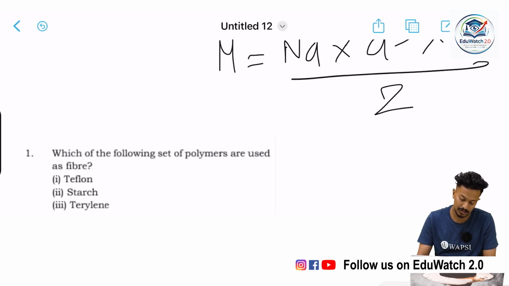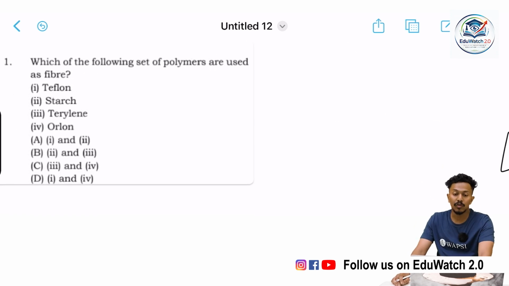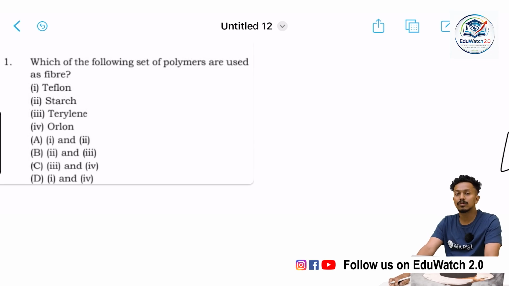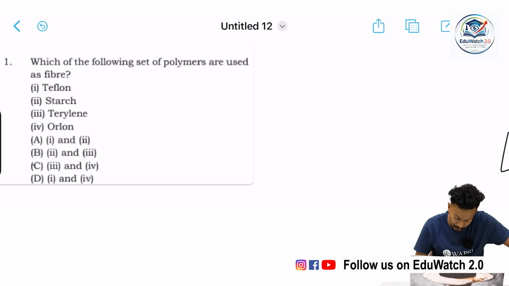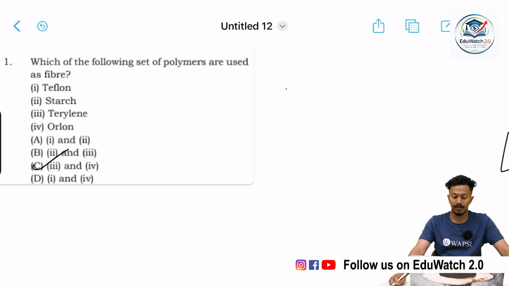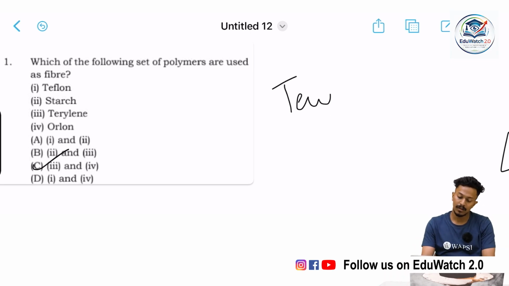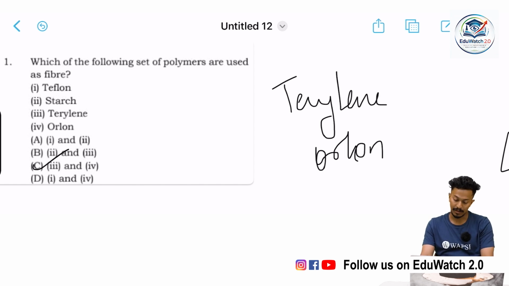Let's move on to the next one. Which of the following set of polymers are used as a fiber? Is it Teflon, starch, terylene, or Orlon? We do know that Teflon is not used as a fiber, as utensils include Teflon, and starch does not include as a fiber. The only two examples are terylene and Orlon. These two polymers are used as fibers. So option C, third and fourth. We have found that terylene and Orlon are both fiber materials.